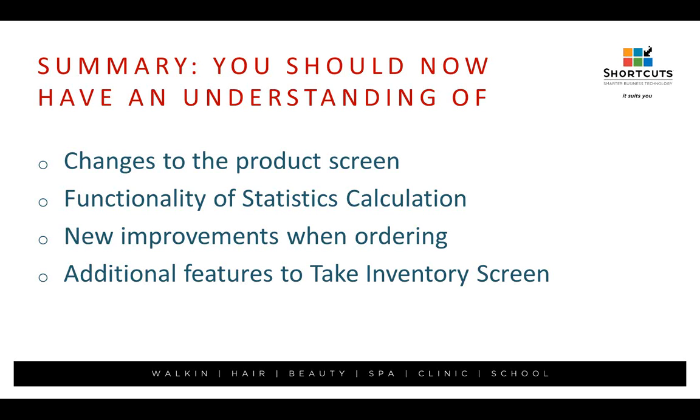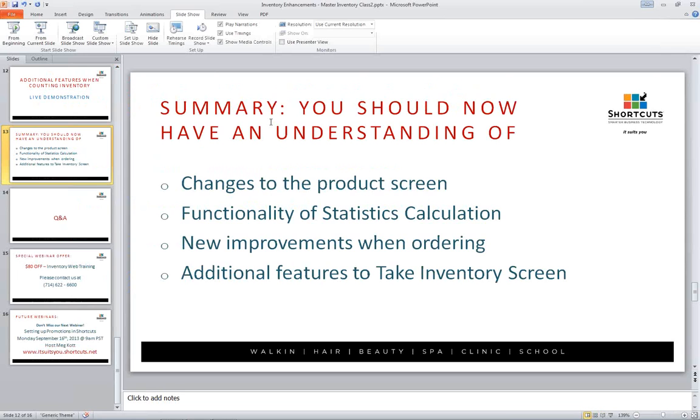Now I did tell you guys that we would talk about the stock take or inventory count reasons. You have a section in Shortcuts where you can now configure reasons. Maybe you want reasons on why you're doing a count, or maybe you want reasons on why the count has a variance. So again, I'm just going to take you back into Shortcuts for a moment.